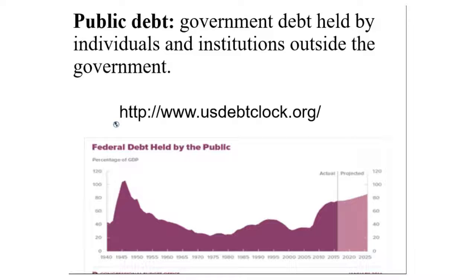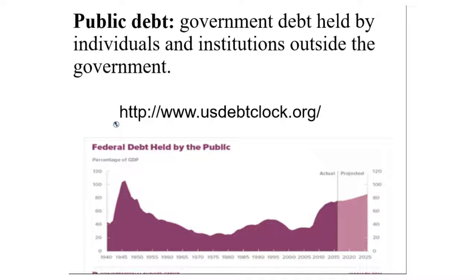Public debt is government debt held by individuals and institutions outside of the government. So if you own a savings bond, if you buy a treasury bond, if a bank is in possession of a treasury bond, or if a bank or a financial institution wants to loan the government money, all those things are going to be part of the public debt.